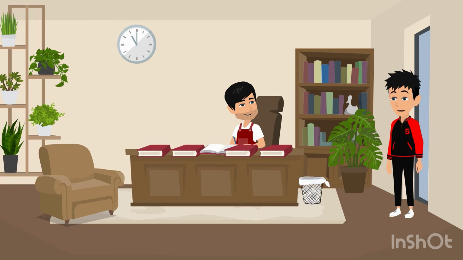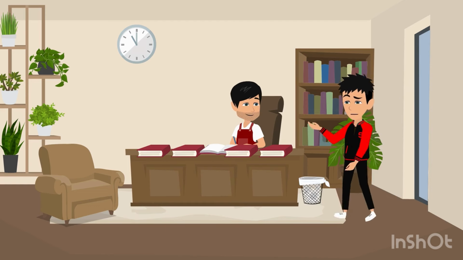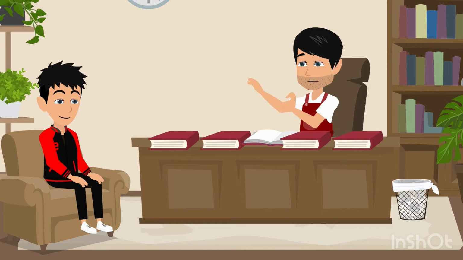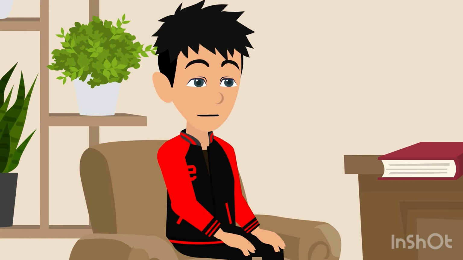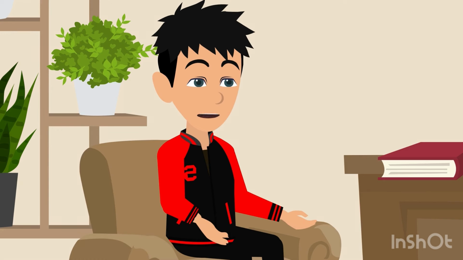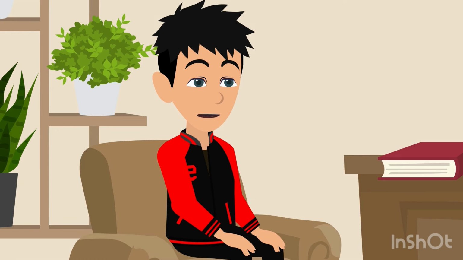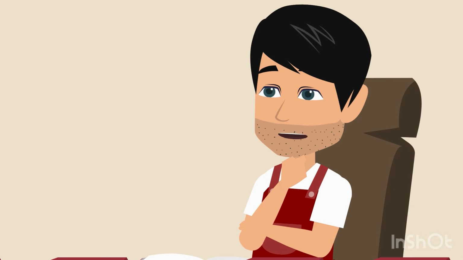Hello, Papa. May I come in? Hello, beta. Yes, of course. Papa, what are you doing with those registers? Beta, I am entering business transactions in related business registers. Why are you doing this repeated work? As transactions are already recorded in the Memorandum of Journal. Okay, beta, I'll explain to you in detail.